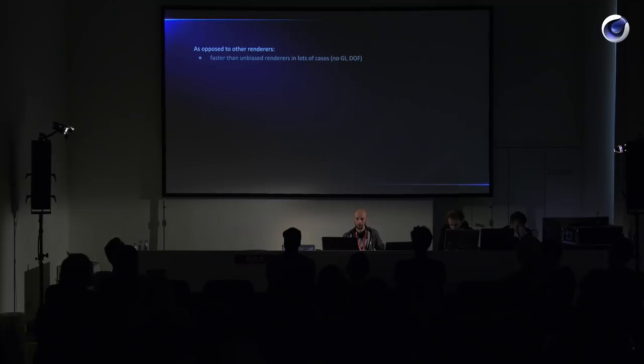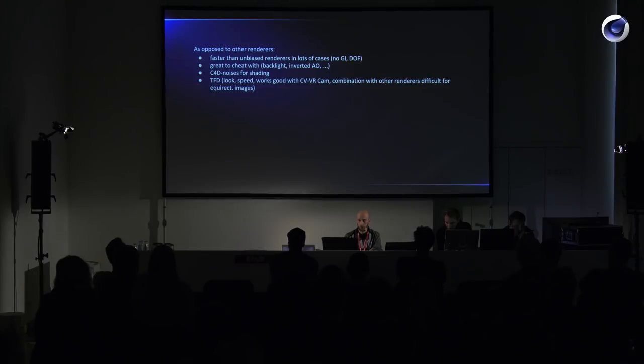As opposed to other renderers, I think it's in lots of cases faster than unbiased renderers, because I never use GI or adaptive field with that, and without it, I think it's quite fast. It's great to cheat with, for example, with the backlight shader or inverted ambient occlusion. I love to use the Cinema 4D noises for shading, and I love to use Turbulence FD, and the look of the Turbulence FD with the standard renderer or physical renderer is much better, I think, than with some third-party renderers that are able to render the Turbulence FD.